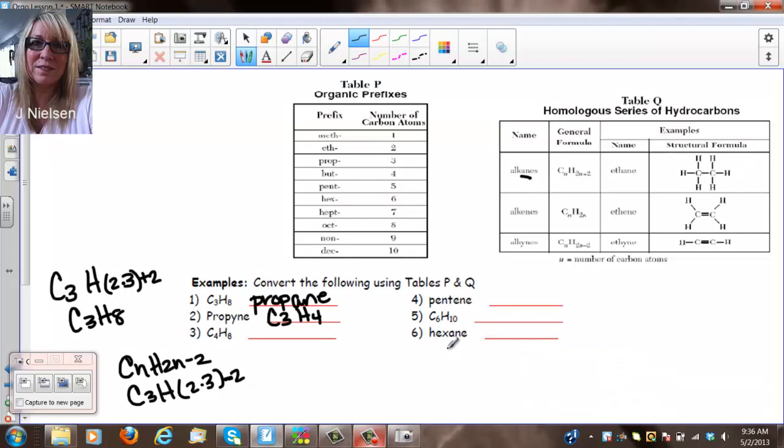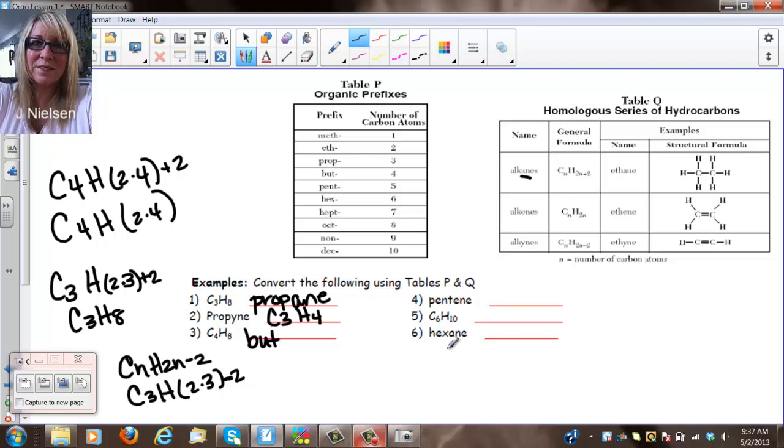Four carbons is but. We get that from here. And we have to figure out what formula it fits. So let's go back to our first formula. If this is C4, H, 2 times 4 plus 2. 2 times 4 is 8, plus 2 is 10. It's not that one. Let's go to the next formula. C4, H, for your alkenes, 2 times 4. So C4H8, that's our formula. We know it has to be an ene, so this is going to be butene.